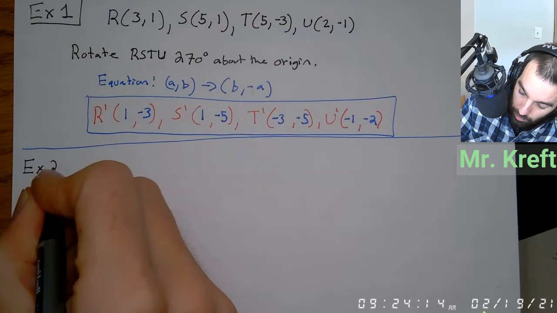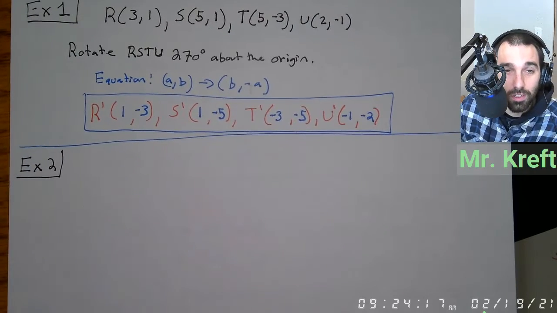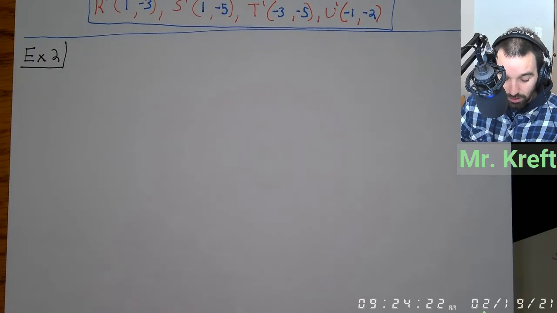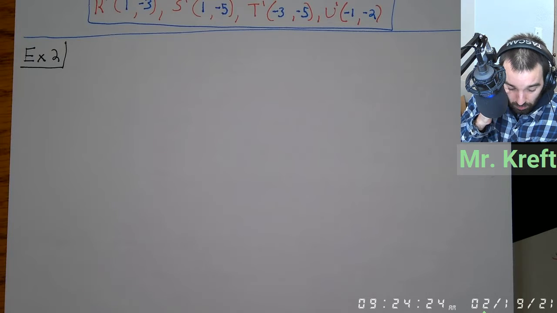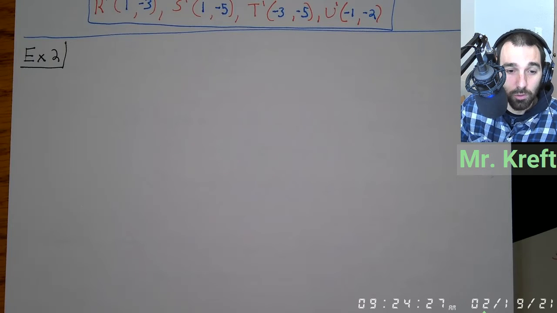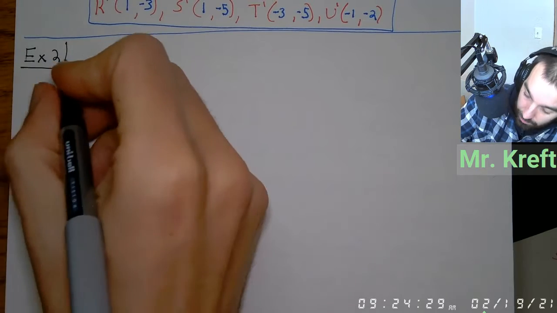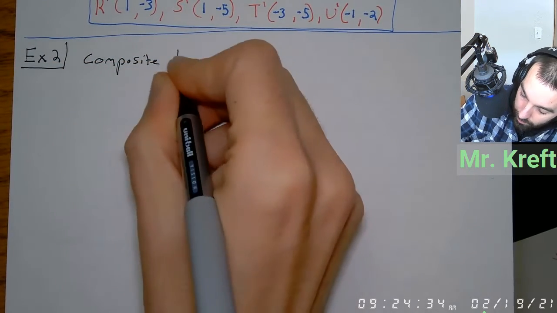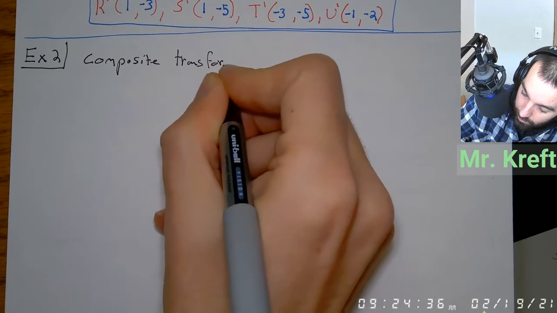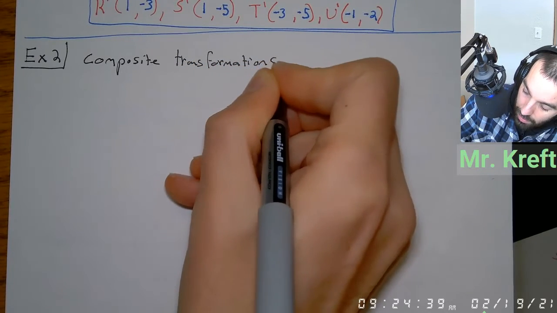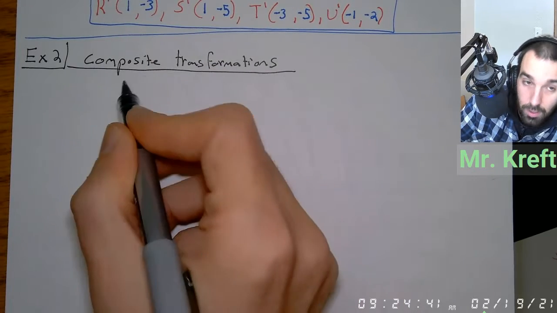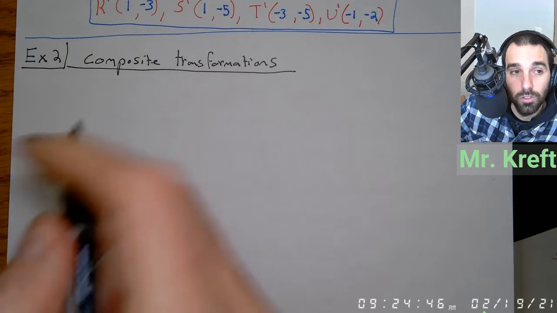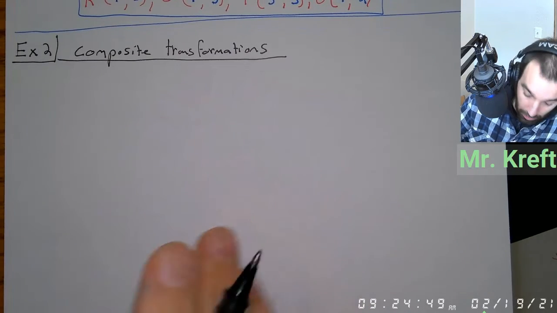All right, so since everyone is getting what we're doing, we're going to pick up the difficulty a little bit. To do that, we're going to do multiple transformations. So we're going to do composite transformations. And remember, composite means more than one.